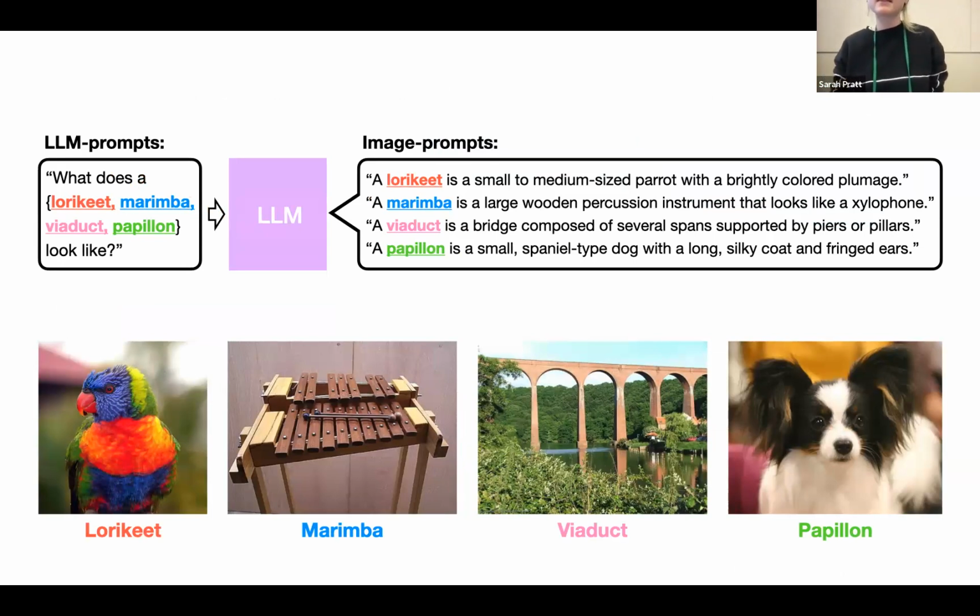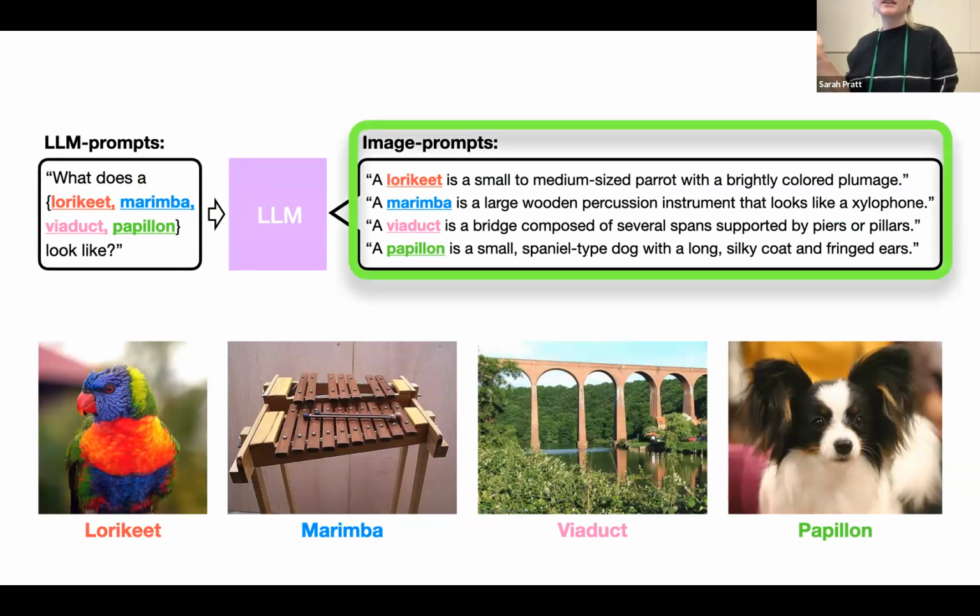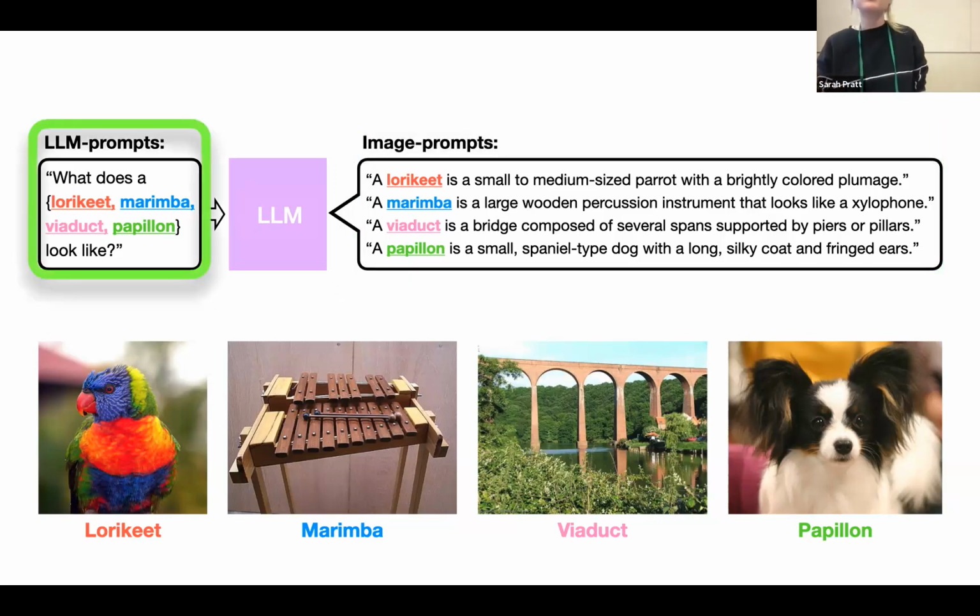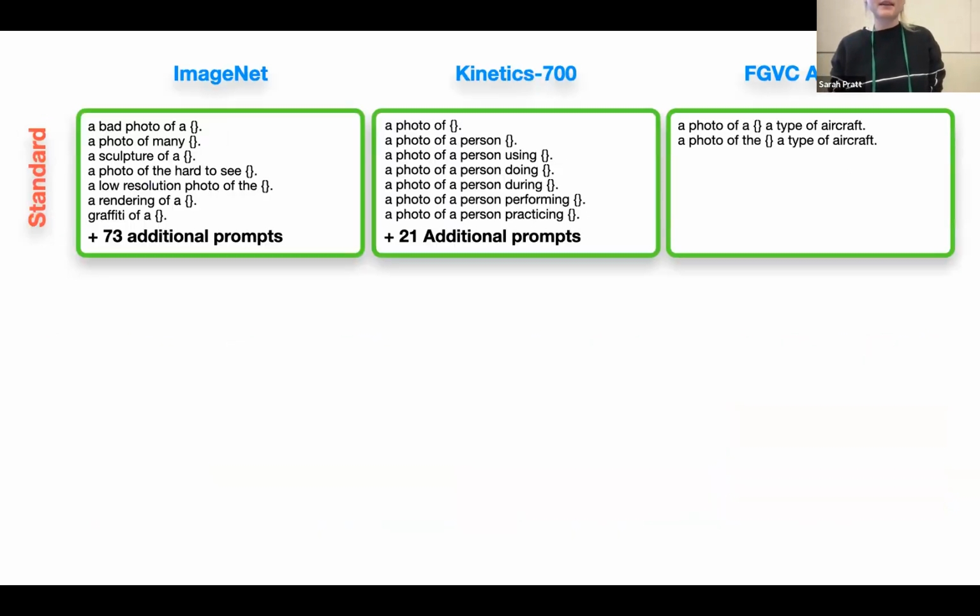Now, one drawback of this method, admittedly, is we still have to do a little bit of prompt engineering. We are now automatically generating the prompts which we feed into CLIP as the image captions, which we call image prompts. But we still need to construct the prompts to query the LLM, which we call LLM prompts. So the first goal when we began this project was we wanted to improve accuracy with significantly fewer human written prompts than the standard approach. So let's look at the prompts used in the standard approach for a small selection of data sets. The standard CLIP method uses 80 prompts for ImageNet, which I showed previously, 28 for Kinetics 700, which is an action recognition data set.